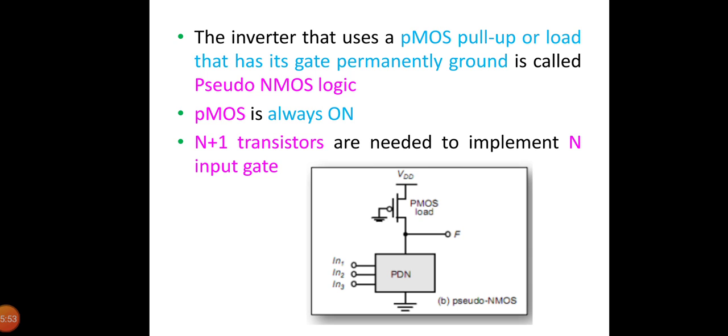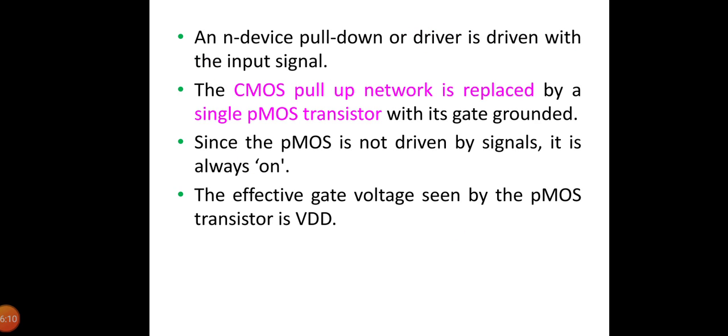Here, the inverter that uses a PMOS pull-up or load, with its gate permanently connected to ground, is called pseudo NMOS logic. The PMOS is always on, and N+1 transistors are needed to implement an N-input gate. An N device pull-down or driver is driven with an input signal.